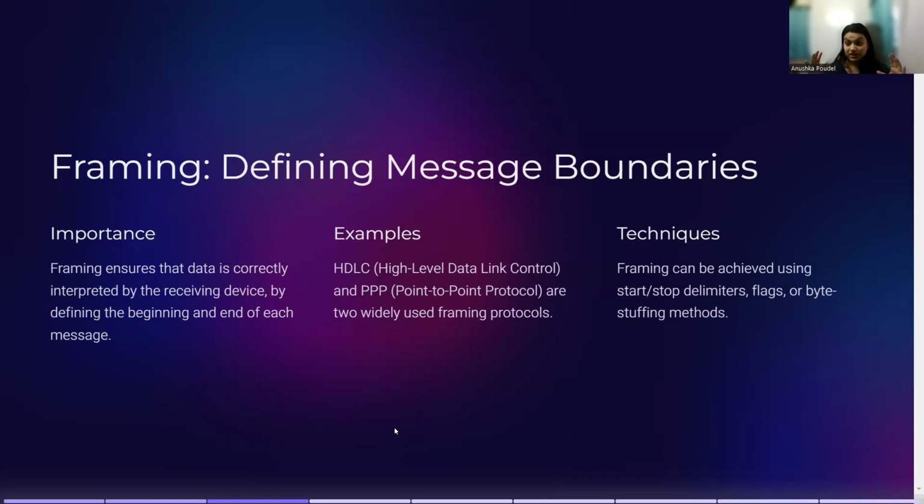This message can be of 16 bytes. Along with that, it will have redundancy bits, address, and other fields as well. Examples: HDLC, that is high level data link protocol, and point to point protocol, that is PPP, are two widely used framing protocols. Techniques: framing can be achieved using start stop delimiters, flags, or byte stuffing methods.